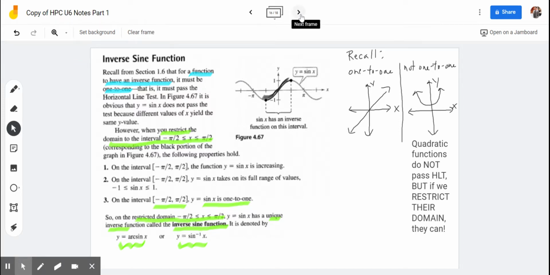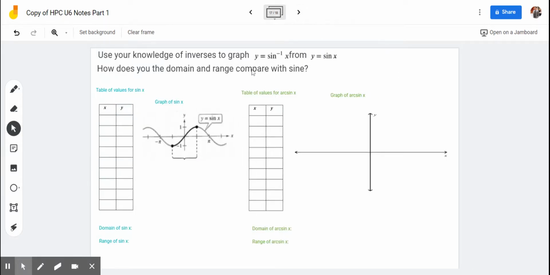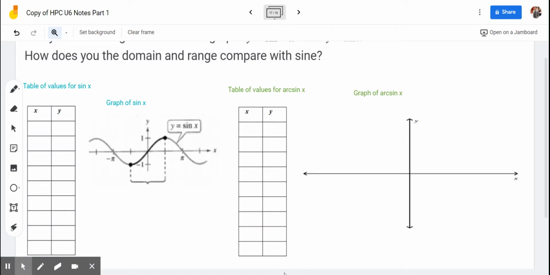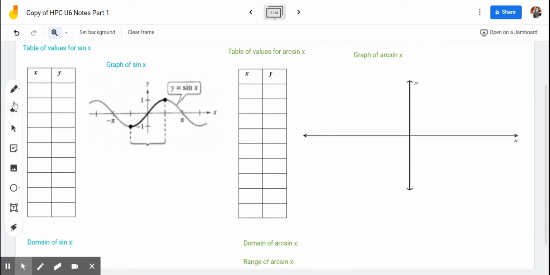All right. So let's compare a table of values for y equals sine of x and use your knowledge of inverses to graph y equals sine inverse of x from y equals sine of x. How does the domain and range compare with sine? Okay, so we're going to use a couple of values from sine. And essentially, we're just going to use the unit circle values, okay?